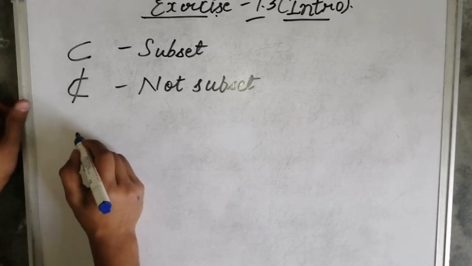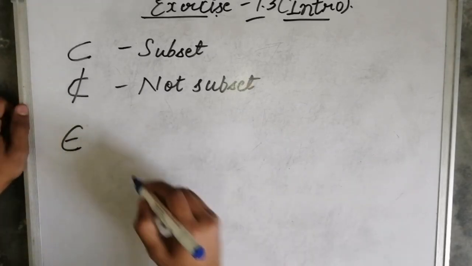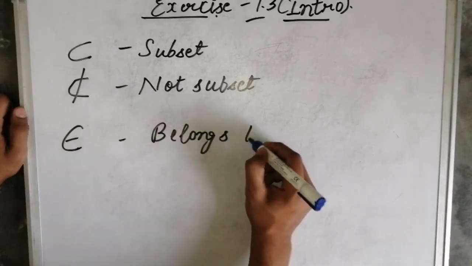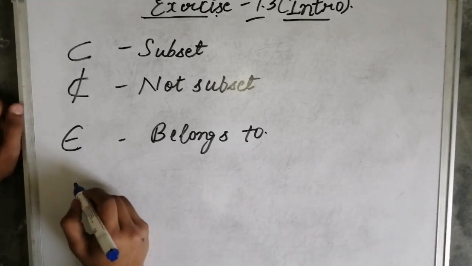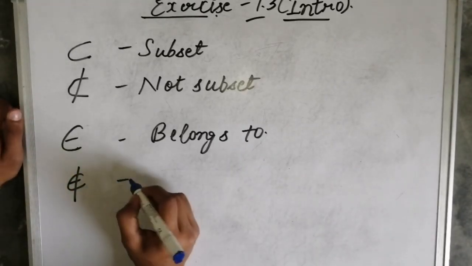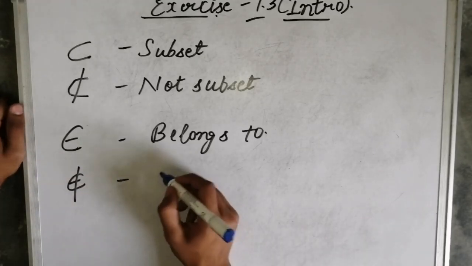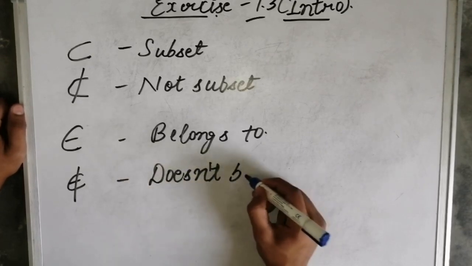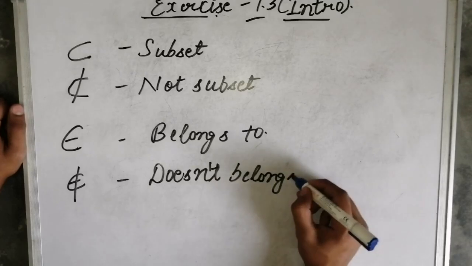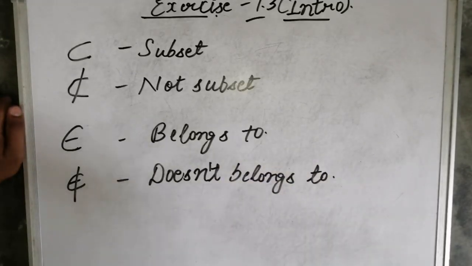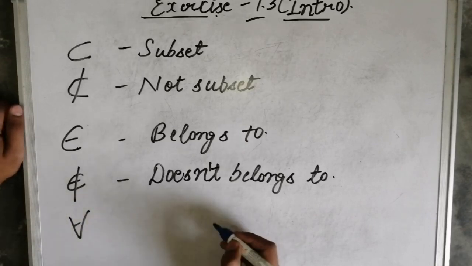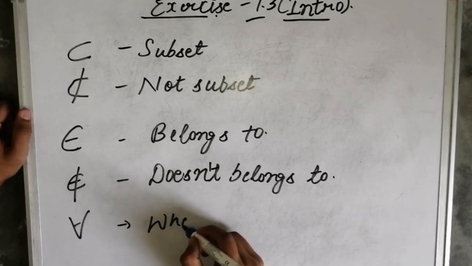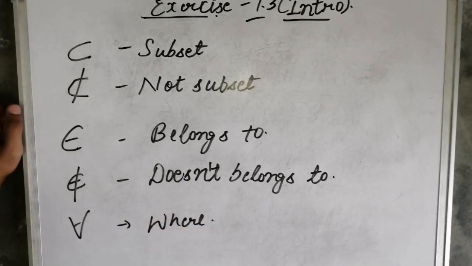And the next one is this E, but this is not actually E, this is belongs to. Next one is this, putting a line over belongs to. It means does not belong to. And the last one is this inverse A, but this is actually not inverse A, this is there exists. Okay students, pause the video to note it down.